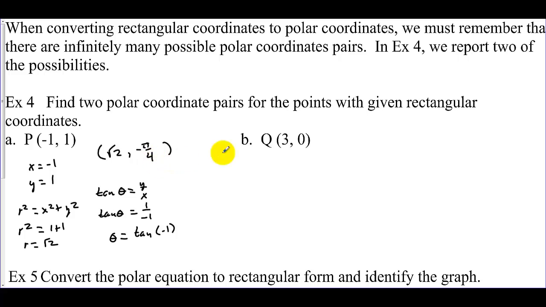We have the point on letter B, 3, 0. 1, 2, 3, 0. That's the point right there. So the radius is equal to just 3, and the theta, or the angle, is 0. So even in polar, this is 3, 0. But this is an x and a y, and this over here is an r and a theta.